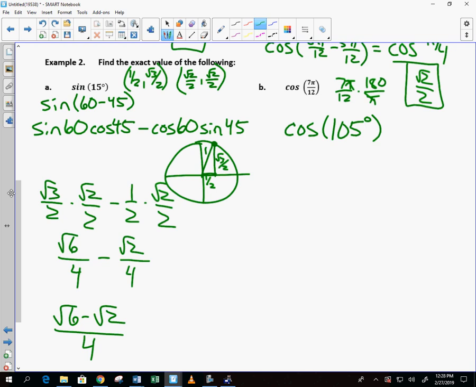What I want you to do now is walk through the same process. You're going to come up with an answer that is similar to the square root of 6 minus square root of 2 over 4, but it's not going to be the same. It's going to be similar, but it's not going to be the same. See if you can carry out this the rest of the way. Go.